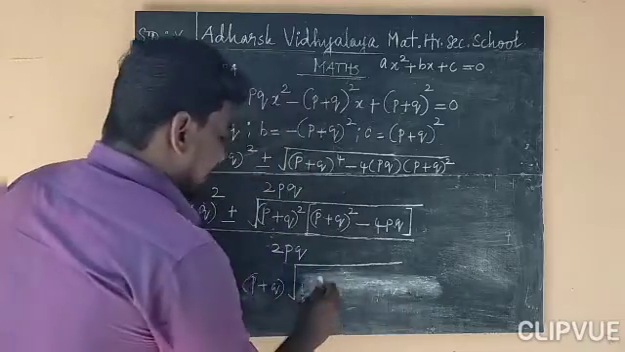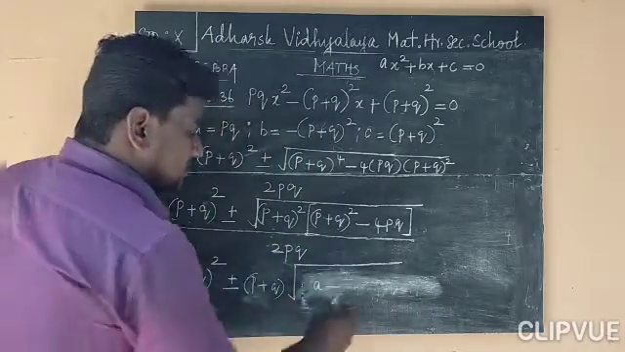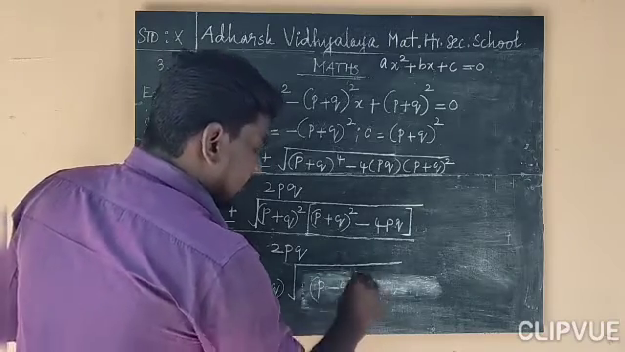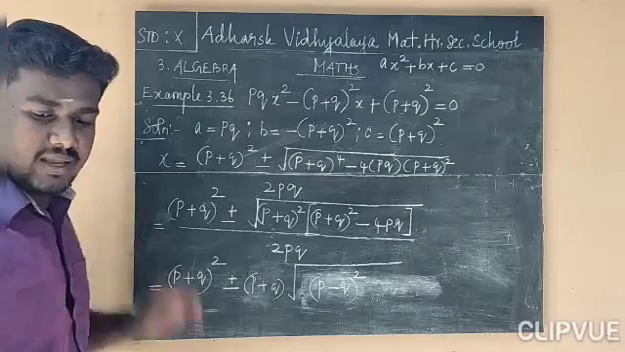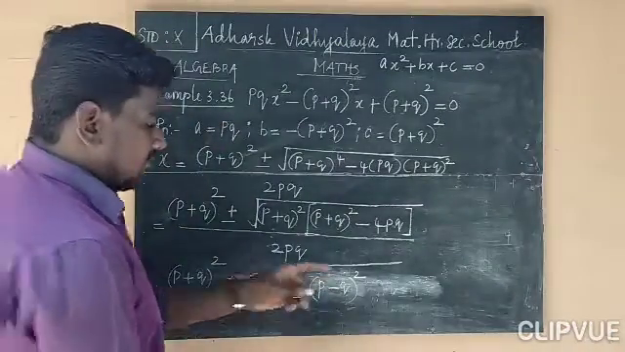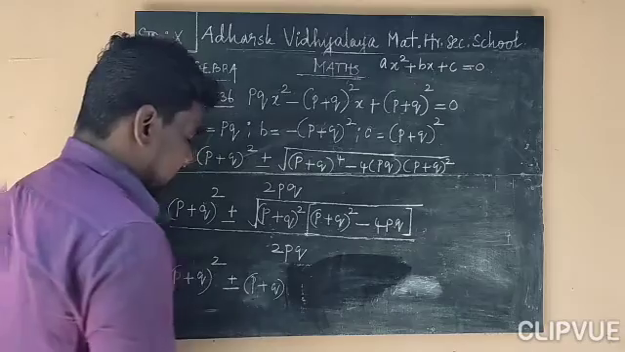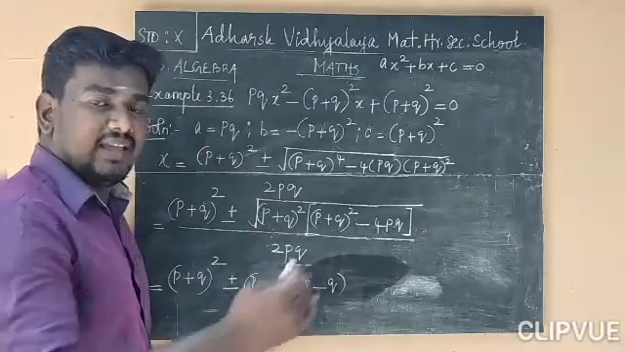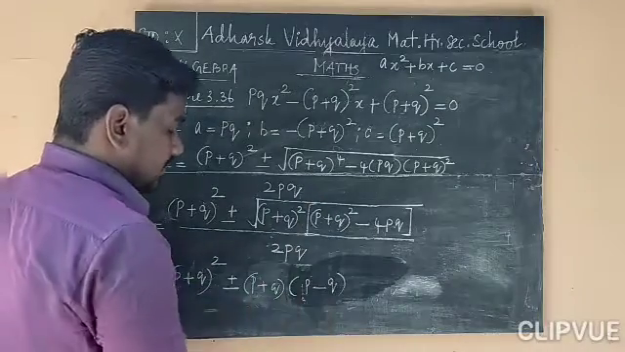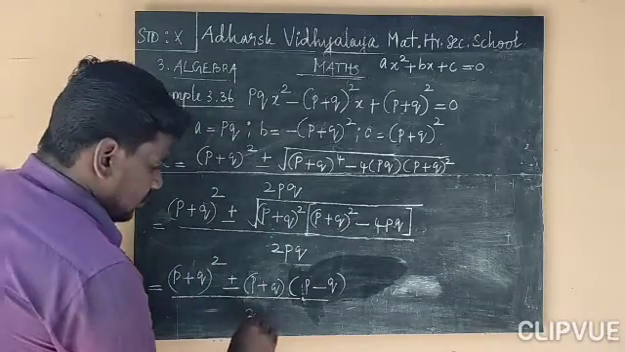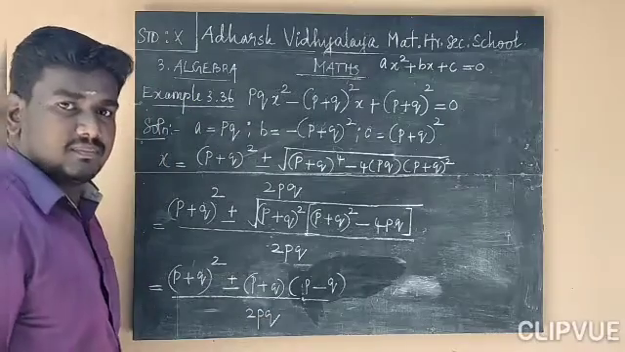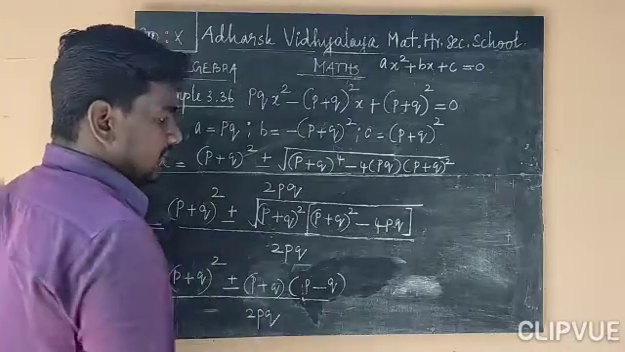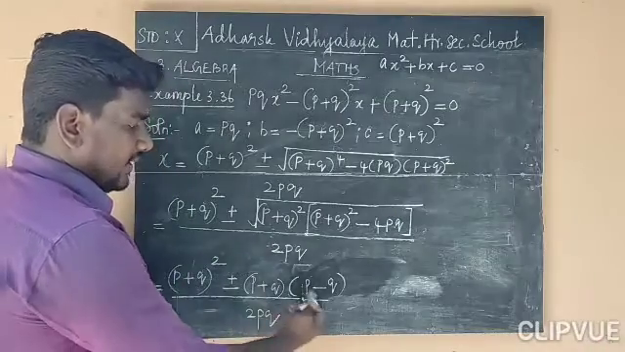So we can write it as (a minus b) whole square. It means (p minus q) whole square. So the square root of (p minus q) whole square can be written as p minus q. When you take this from the square root, it becomes (p minus q) divided by 2pq. Right. So (p plus q) whole square plus or minus (p plus q) into (p minus q). It is in the form of a square minus b square.